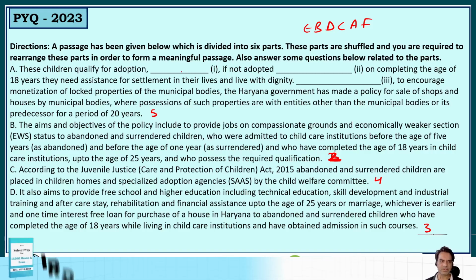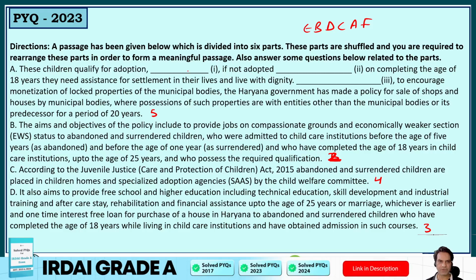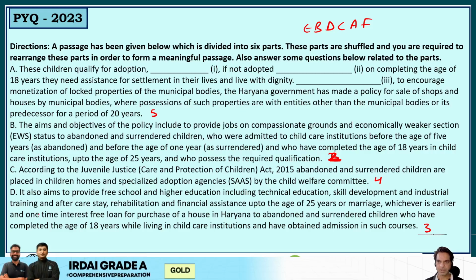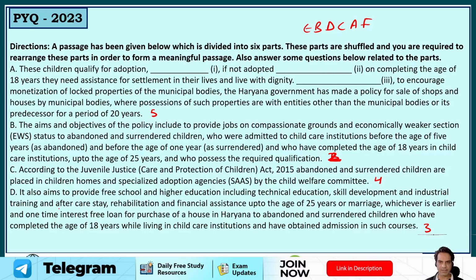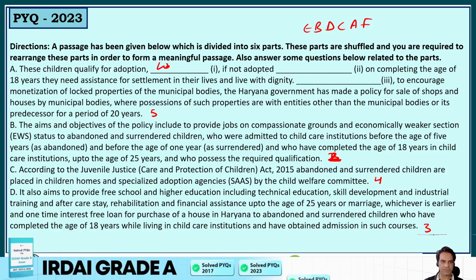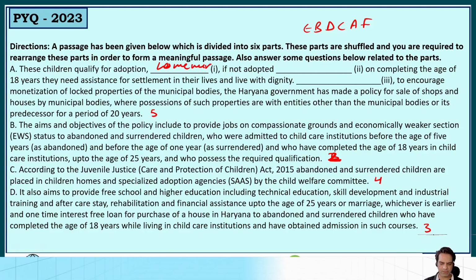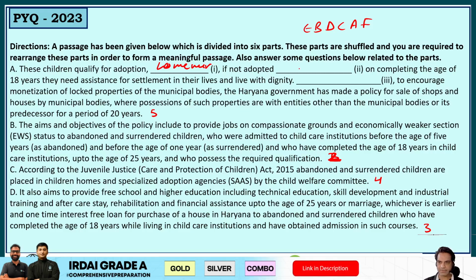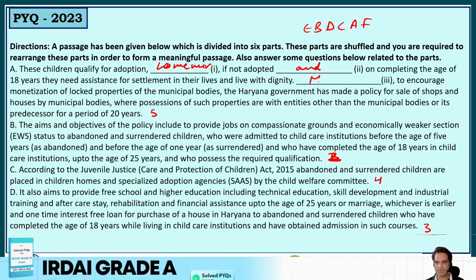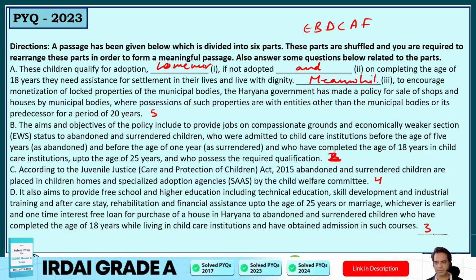So these children qualify for adoption. Dash if not adopted. However, furthermore, even if or however, if not adopted, and on completion of the age of 18 years, they need assistance. So yes, however, and meanwhile to encourage. Yes, option D. So however, and meanwhile. So these children qualify for adoption. However, if not adopted, then it should be and on completing the age of 18 years, they need assistance for settlement in their lives and live with dignity. And then meanwhile to encourage. So yes, guys, so option D was your correct answer.